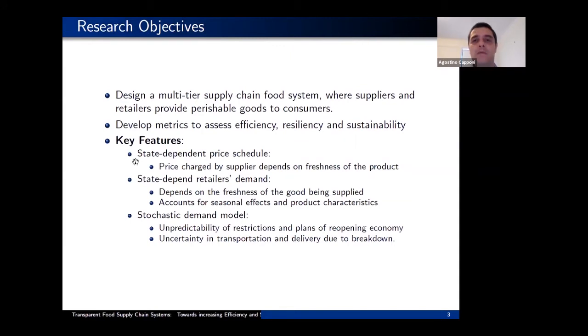And what we aim at doing here is to look at a supply chain food system where suppliers and retailers are exchanging goods, and suppliers are providing goods which are perishable to retailers. Retailers are providing goods that are perishable to consumers. And we want to design metrics which allow us to assess how efficient, resilient, and sustainable the supply chain system is. In order to construct a framework which resembles existing practices as much as possible, we want to incorporate state dependence into price, schedule, demand, and also deal with uncertainty.